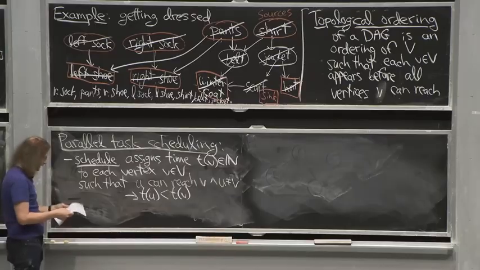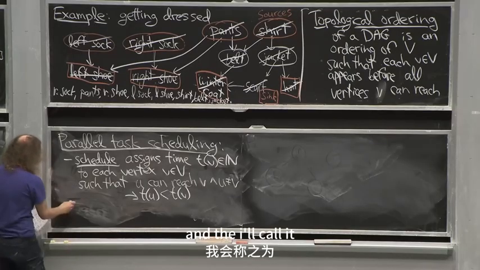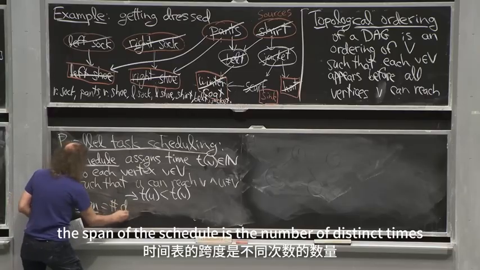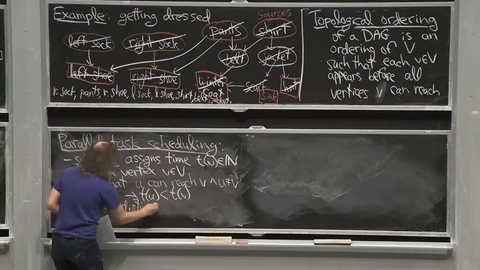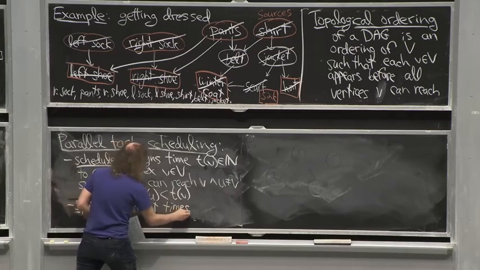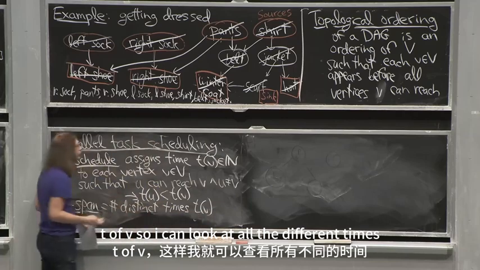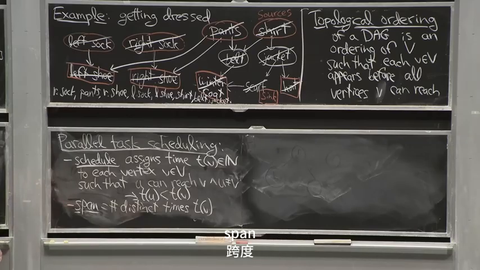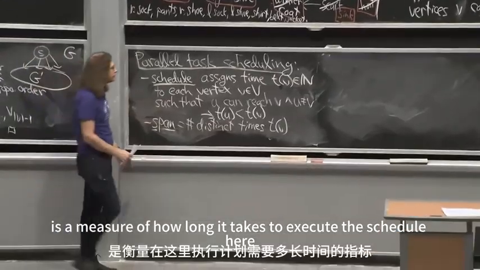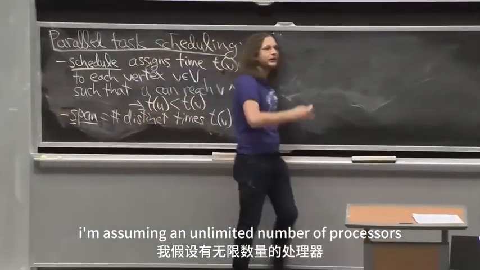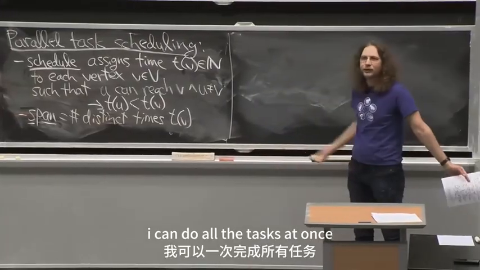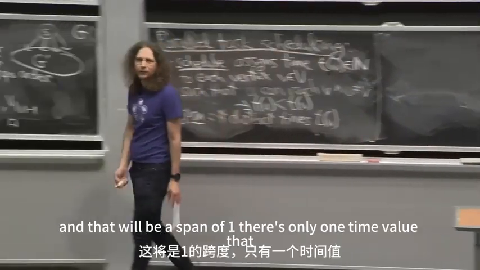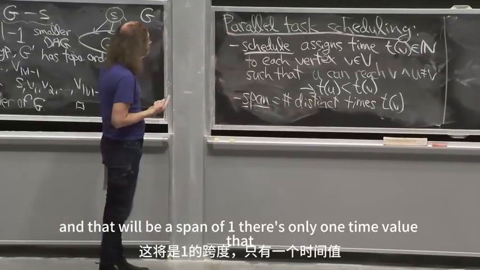and so on. And the, I'll call it the span of the schedule, is the number of distinct times t of v. So I can look at all the different times assigned to the vertices. And if I use 17 different times, my span is 17. Span is a measure of how long it takes to execute the schedule. Here, I'm assuming an unlimited number of processors. I can do all the tasks at once if I'm allowed to. If I have no edges in my graph, I'll just do everything in time 0 and I'll be done. And that will be a span of 1, because there's only one time value that I needed.